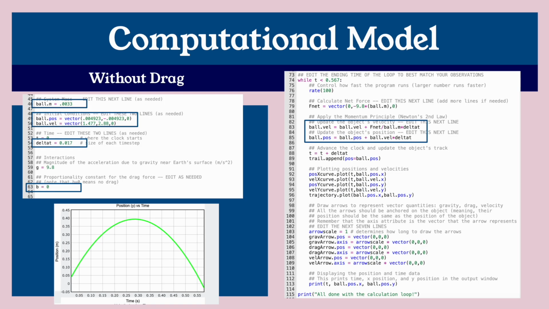For the first computational model without drag, I changed the ball's mass to be about 0.0033 and then put in the ball's initial conditions and time step. Because this is the model where only gravity is affecting the ball and there is no drag, I kept b as 0. Then I put in the velocity and position update formulas.